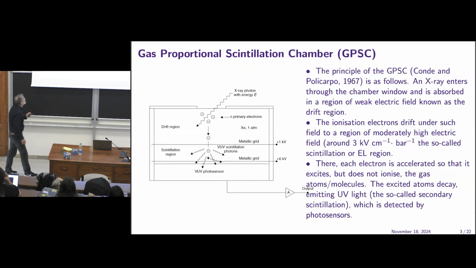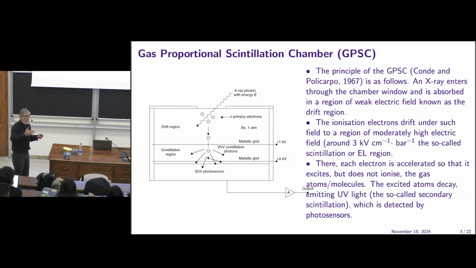Okay, we were talking about ionization, and now comes an idea that is quite crucial, and that was developed actually in a totally different context from what we are attempting to do here. In 1967, by the way, the same year that Fiorini et al. were publishing their papers on the first germanium detectors, Conde and Policarpo came up with a very interesting concept that they called the gas proportional scintillation chamber. So what they discovered is that you can build this little chamber intended to measure X-rays. You make a little window, the X-ray goes in, it interacts in a region where they put a soft electric field.